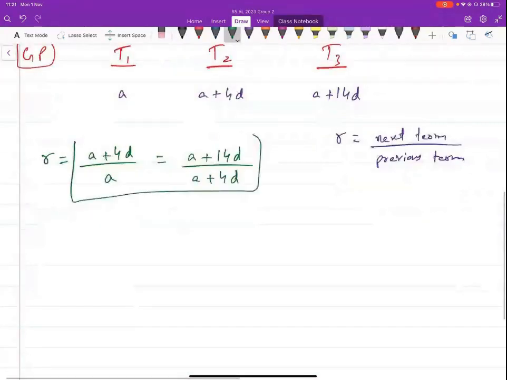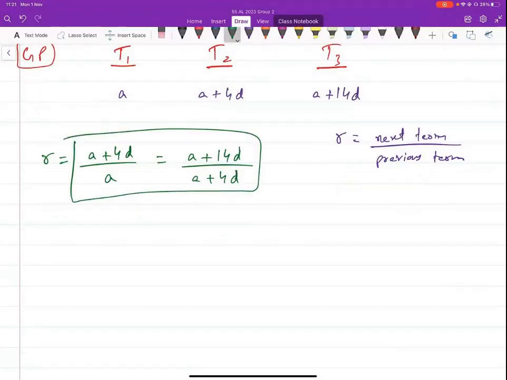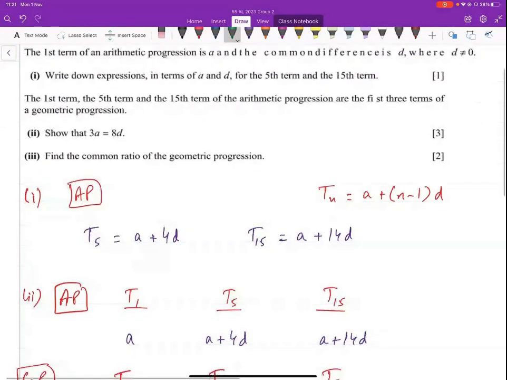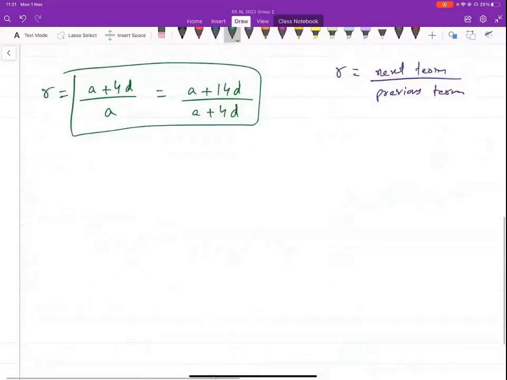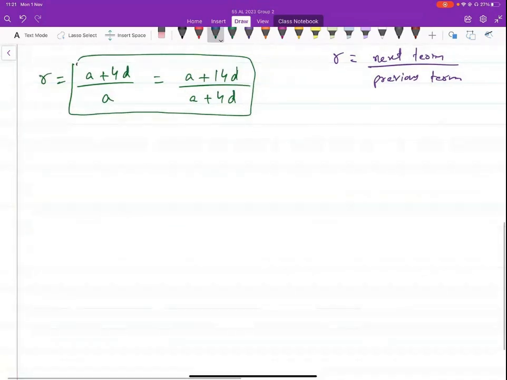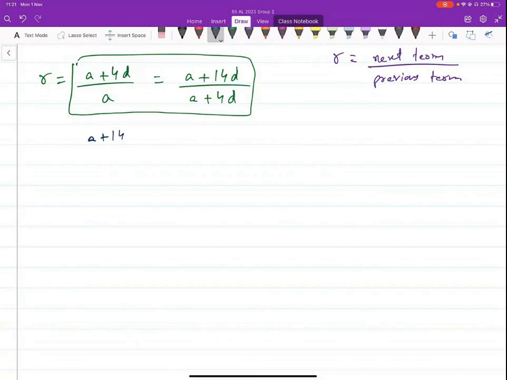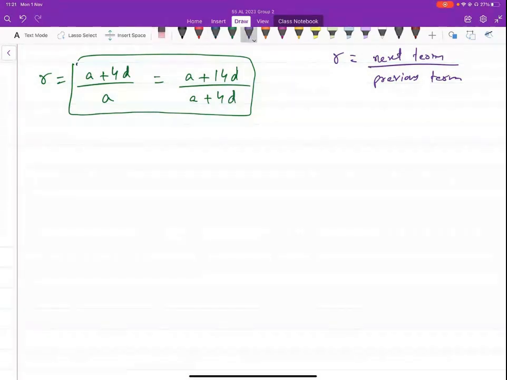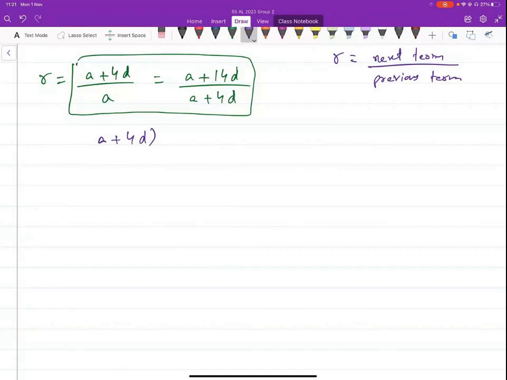We've got this relationship between A and D. Now we can just try to simplify this. We will somehow get that form that we need. So two variables, A and D. If you simplify them, you'll get that relationship somehow. So we've got this equation. Let's simplify this. We cross multiply. That gives us A plus 14D. No, that's A plus 4D whole squared. When A plus 4D goes there and gets multiplied by A plus 4D, you get square. On the other side, we've got A into A plus 14D.